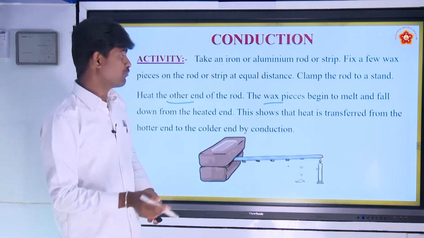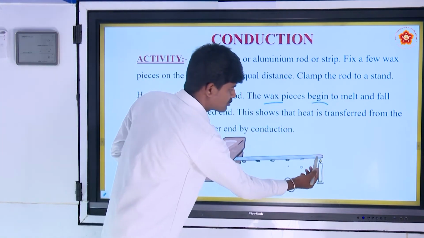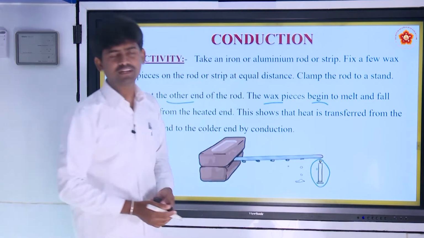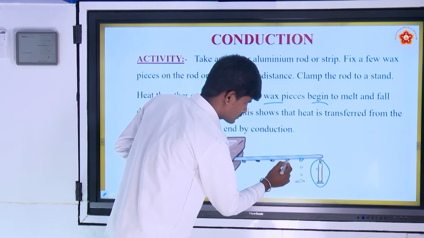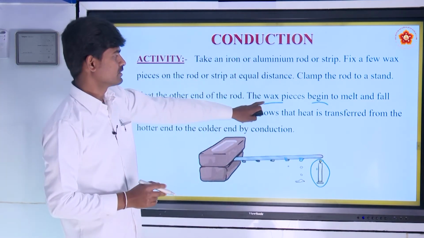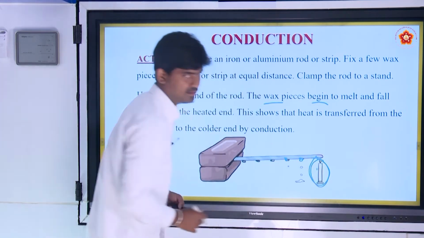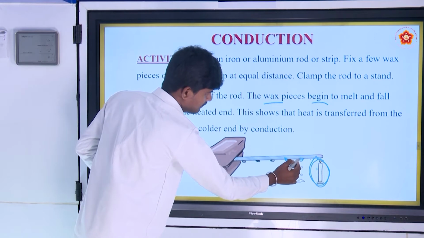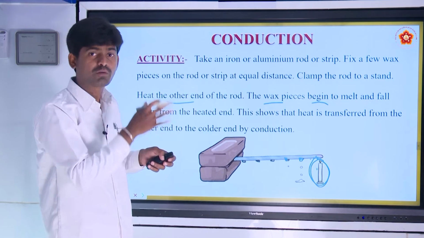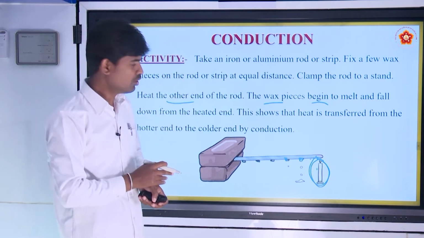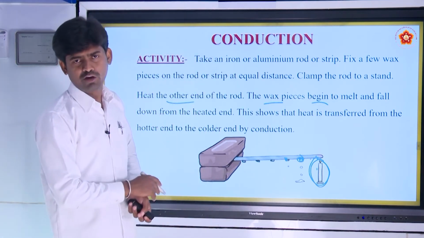After some time, the wax pieces begin to melt. I am heating one end of that metal, and the wax pieces begin to melt one by one, down from the heated end. Here, when I am heating one end, the wax pieces will melt one by one. It means the heat is transferred from the hotter part to the colder part, so the wax attached to that metal falls down.